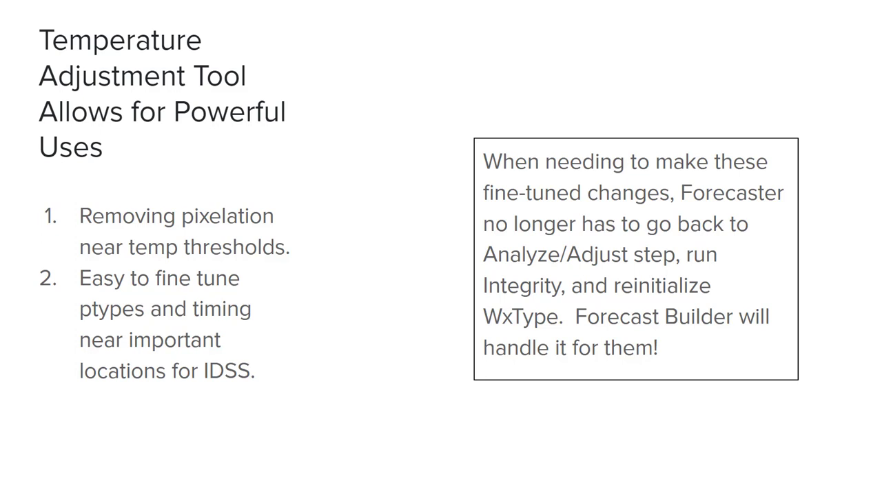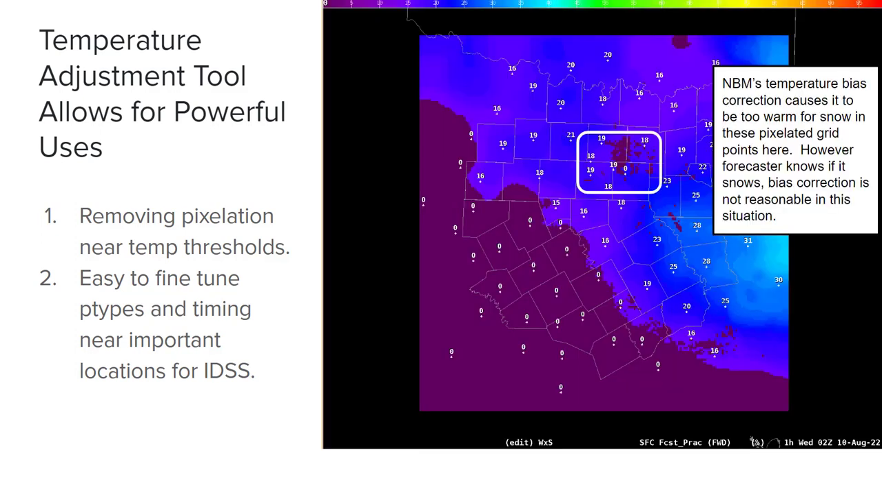Now when we see it on our weather type grids, we don't have to go back to the Analyze Adjust step to edit temperature and then run integrity and then initialize these weather types again. We will actually have ForecastBuilder make those changes for us. Let's go through an example here with the weather type snow grid.